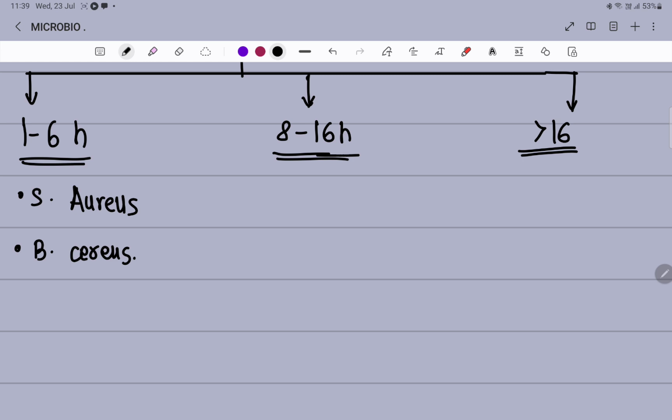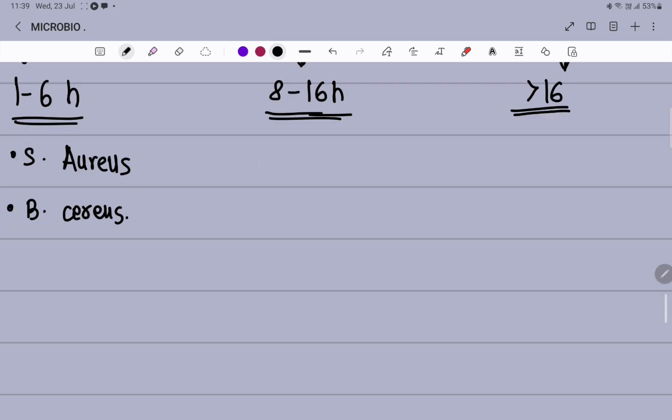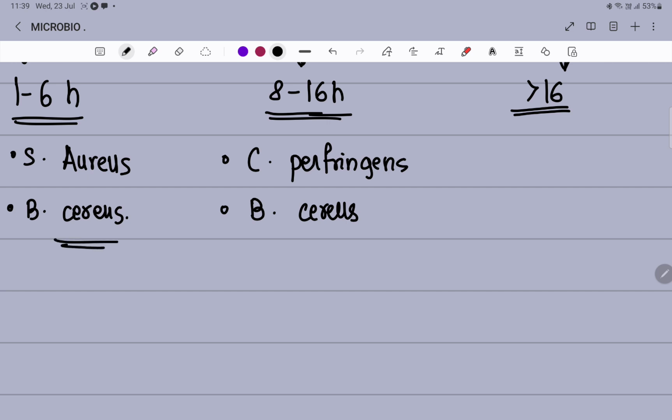Next you have 8 to 16 hours, having incubation period 8 to 16 hours. The first organism here is Clostridium perfringens. The second that you have is B. cereus. Now you will wonder why I have written B. cereus twice. B. cereus has two types. B. cereus food poisoning is toxin mediated, and it has two toxins: one is the diarrheal toxin and the other is the emetic toxin.